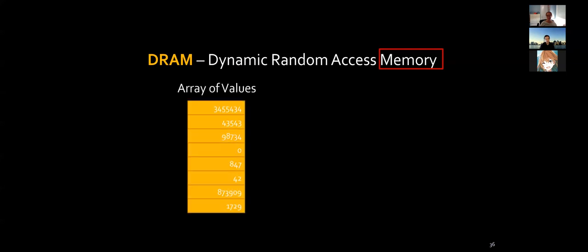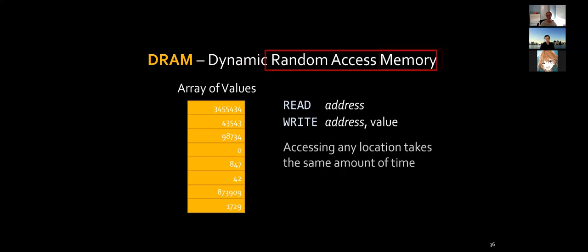Okay, so DRAM, dynamic random access memory. Obviously it's memory, so it stores information, right? That's what it fundamentally does. And its API, as I said to you before, is a read and write operation. Read has an address, and it stores the result in some register, and write has an address and a value. Accessing any location takes the same amount of time. That's the beauty of DRAM. That's why it's called random, similar to SRAM. They're both random, so they take the same amount of time to access any location.